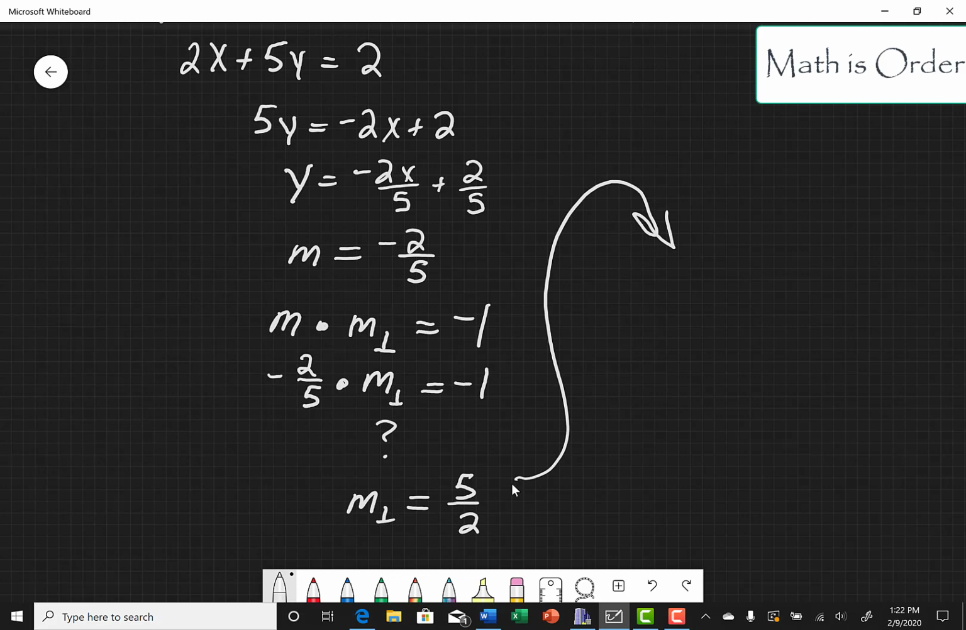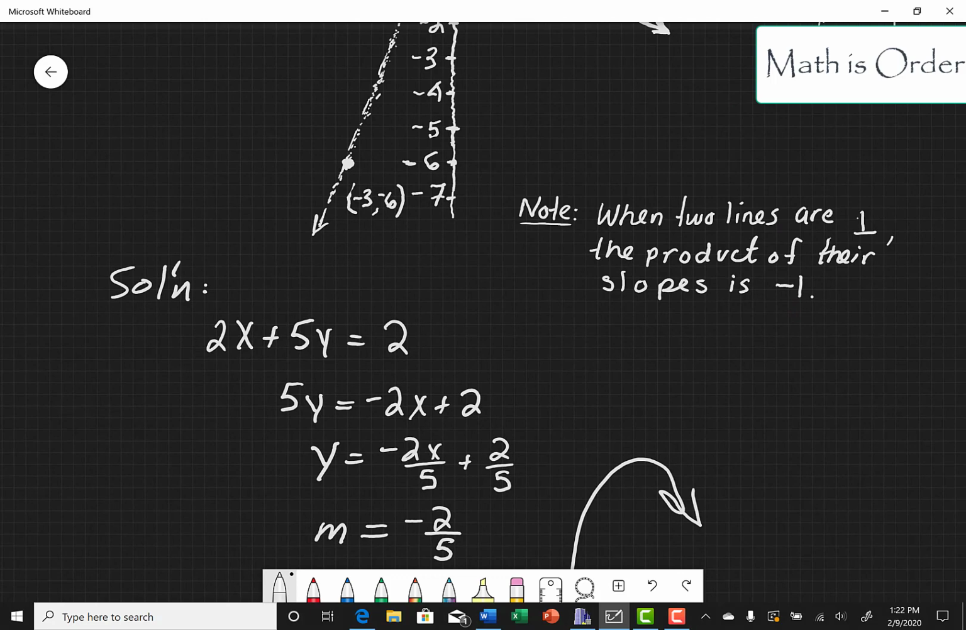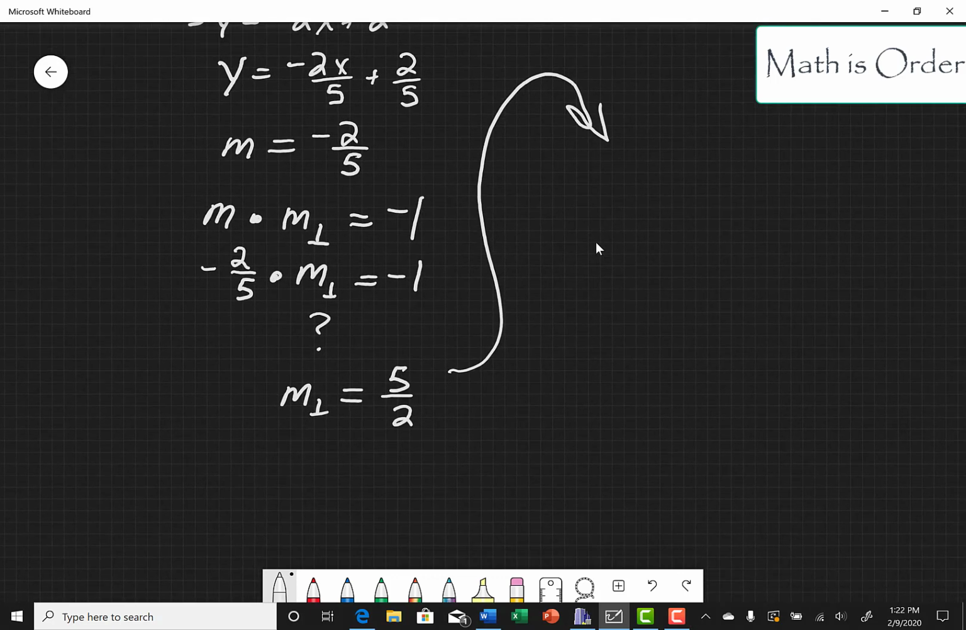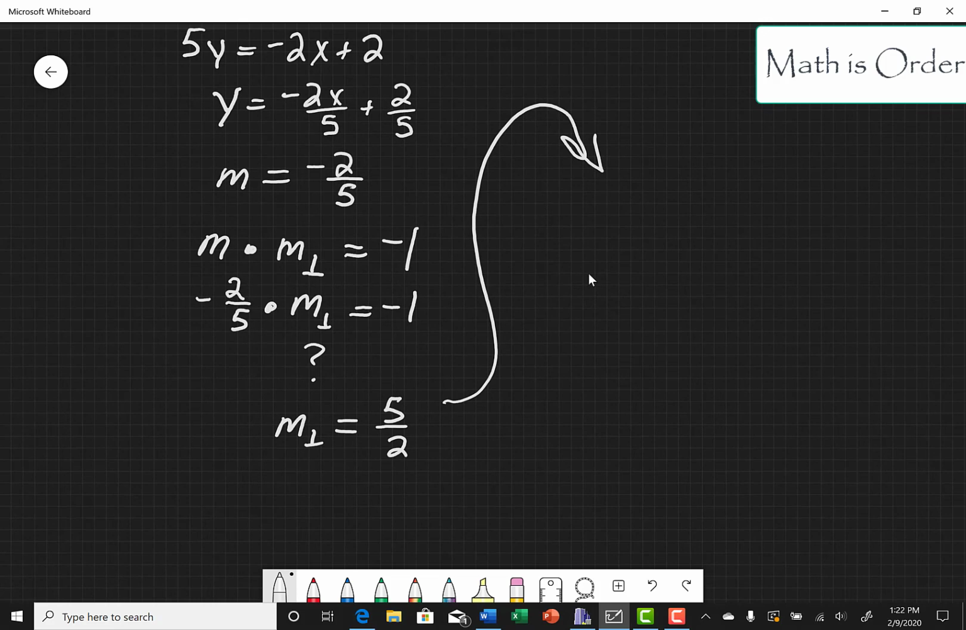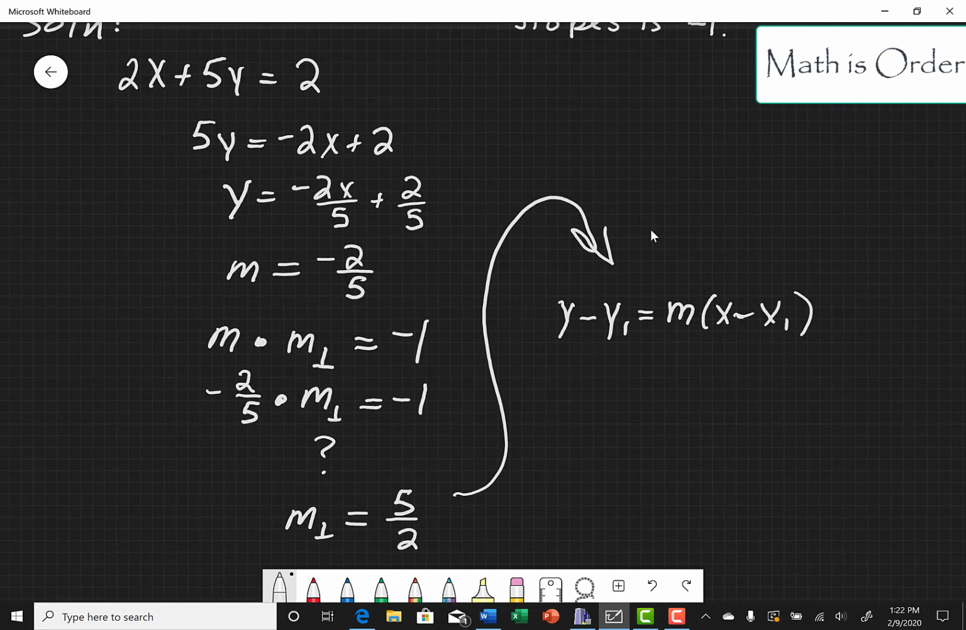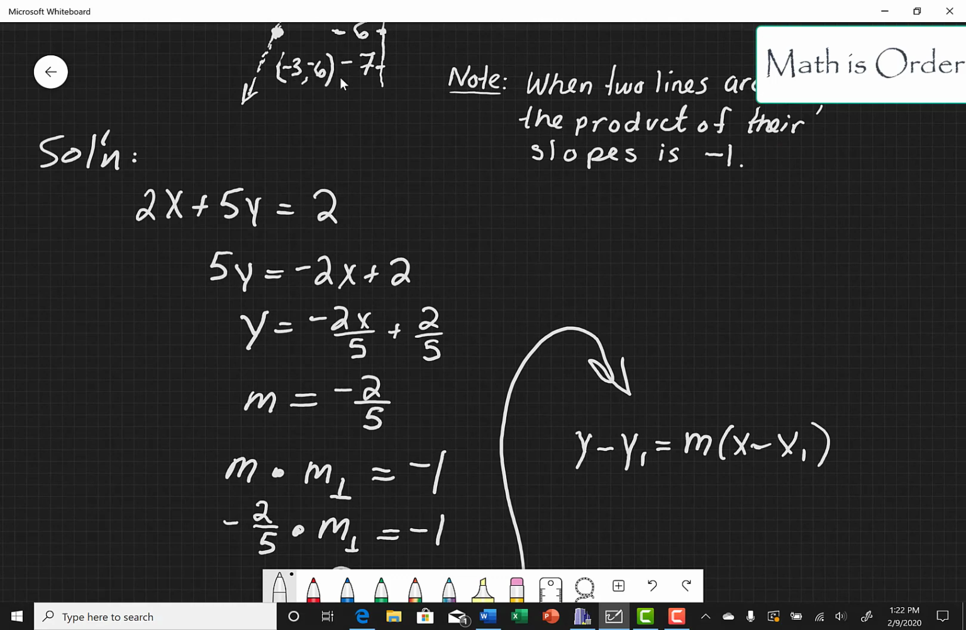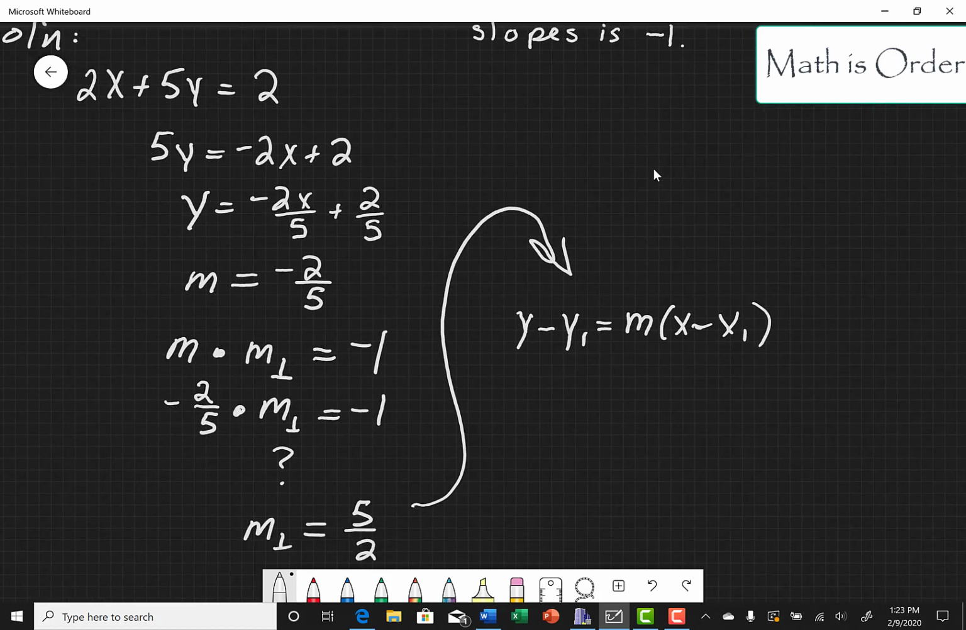So we know the slope and we know a point. The point is -3, -6. Since we know a point and the slope, we're going to use our point slope form, y minus y1 equals m times x minus x1, and then substitute what we know. We're using x1, y1 to be the coordinates for this point here. So x1 is -3, y1 is -6.